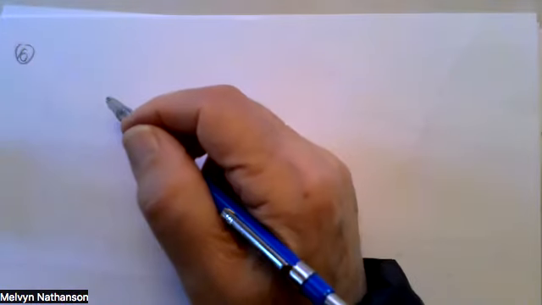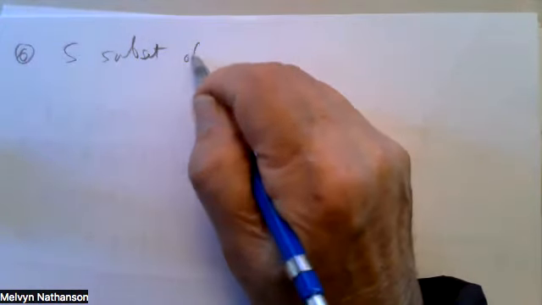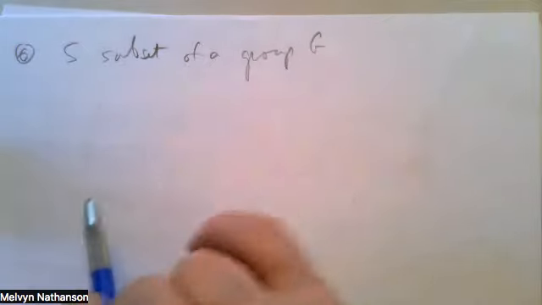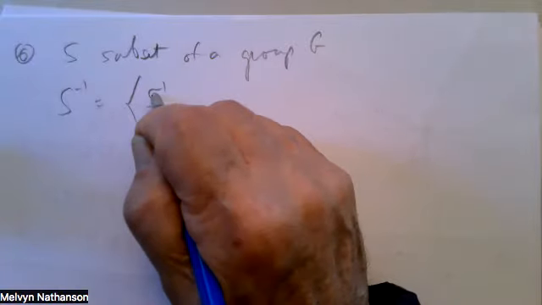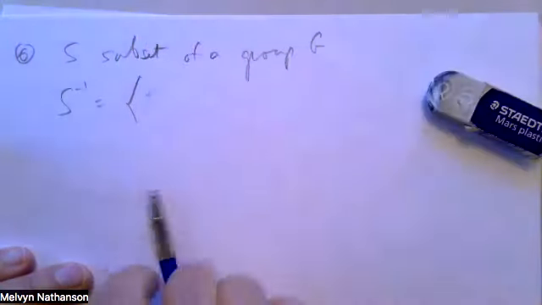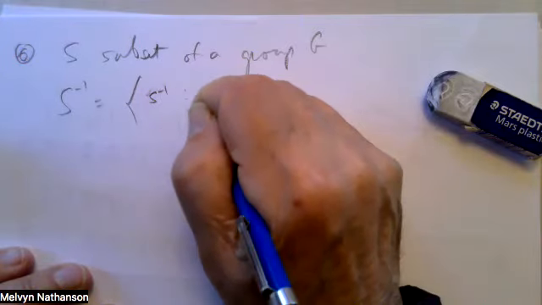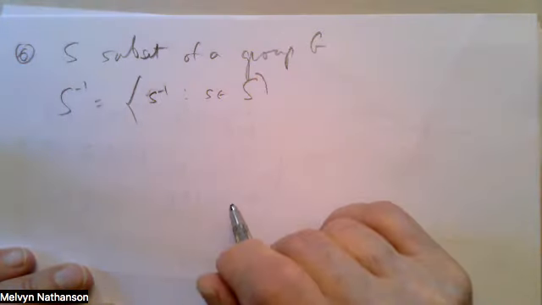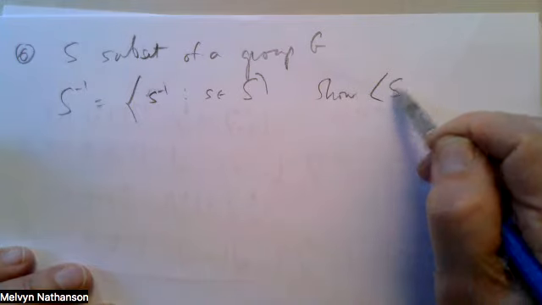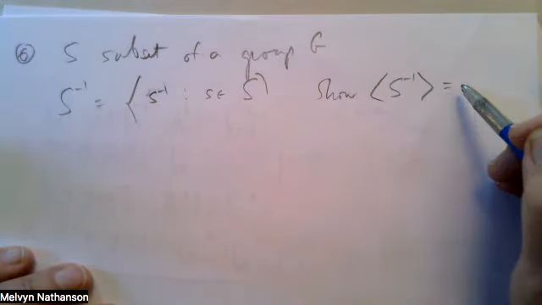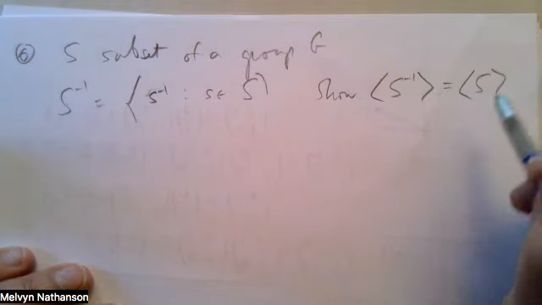So we have problem 6. S is a subset of a group G, and by S inverse, we mean the set of inverses of each element of S. So it's s inverse for all s in S. And we want to show that the group generated by S inverse is the same subgroup of G that is generated by S.